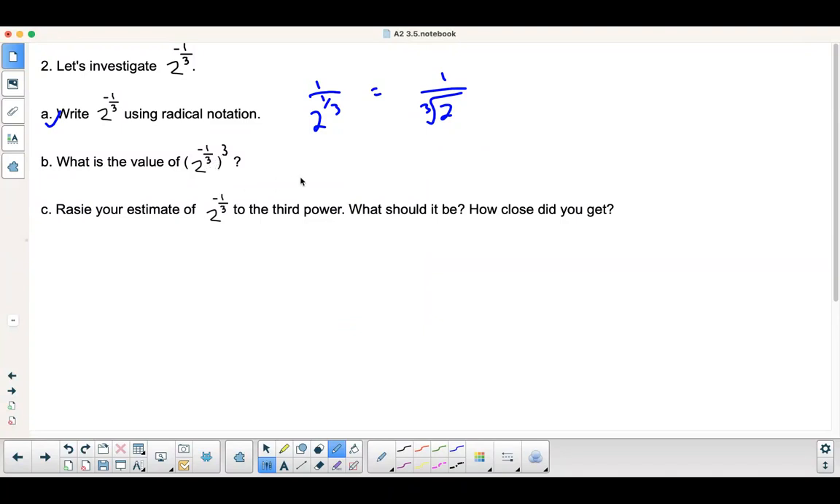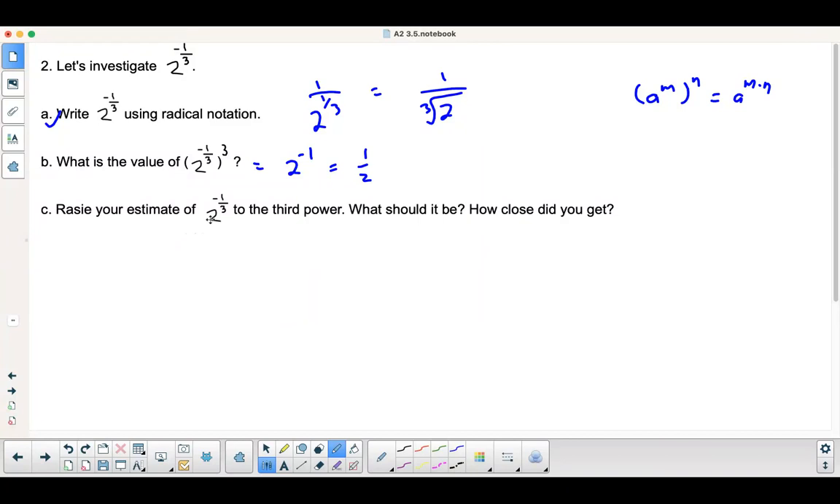Let's go here. What is 2 to the negative 1/3 raised to the third power, cubed? So algebra 1 rule, power to a power, you multiply. You might remember, a to the m raised to the n is a to the m times n. That's from algebra 1. So if I multiply these, that's going to be 2 to the negative 1, which is really 1 over positive 2.